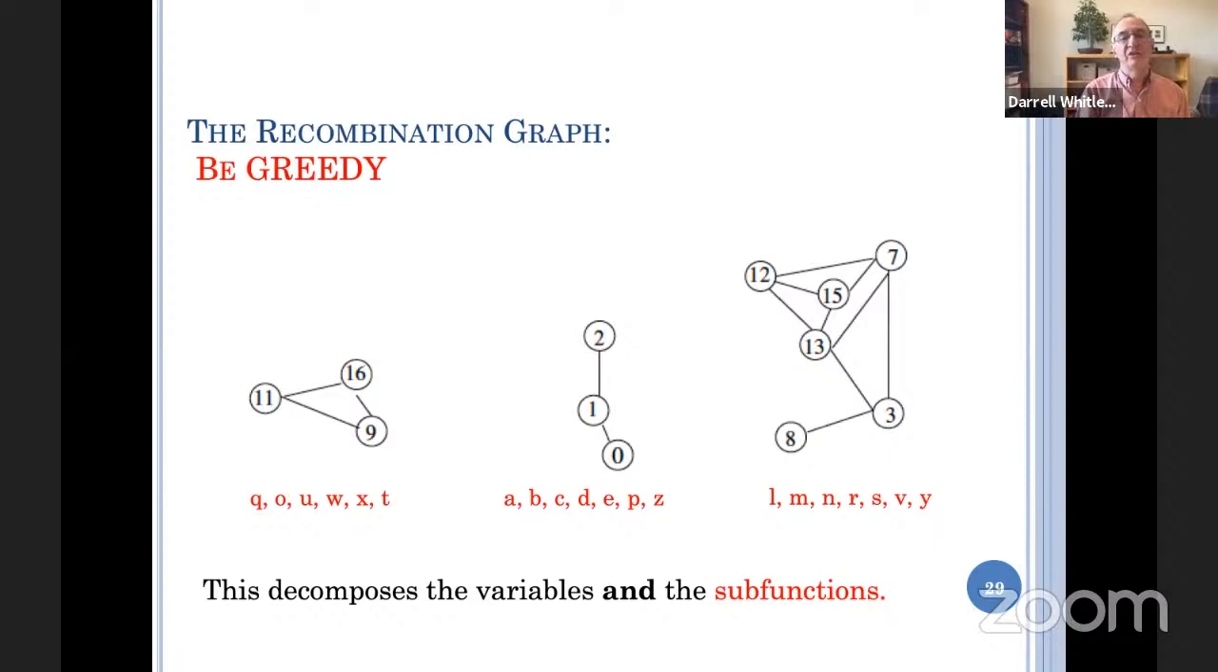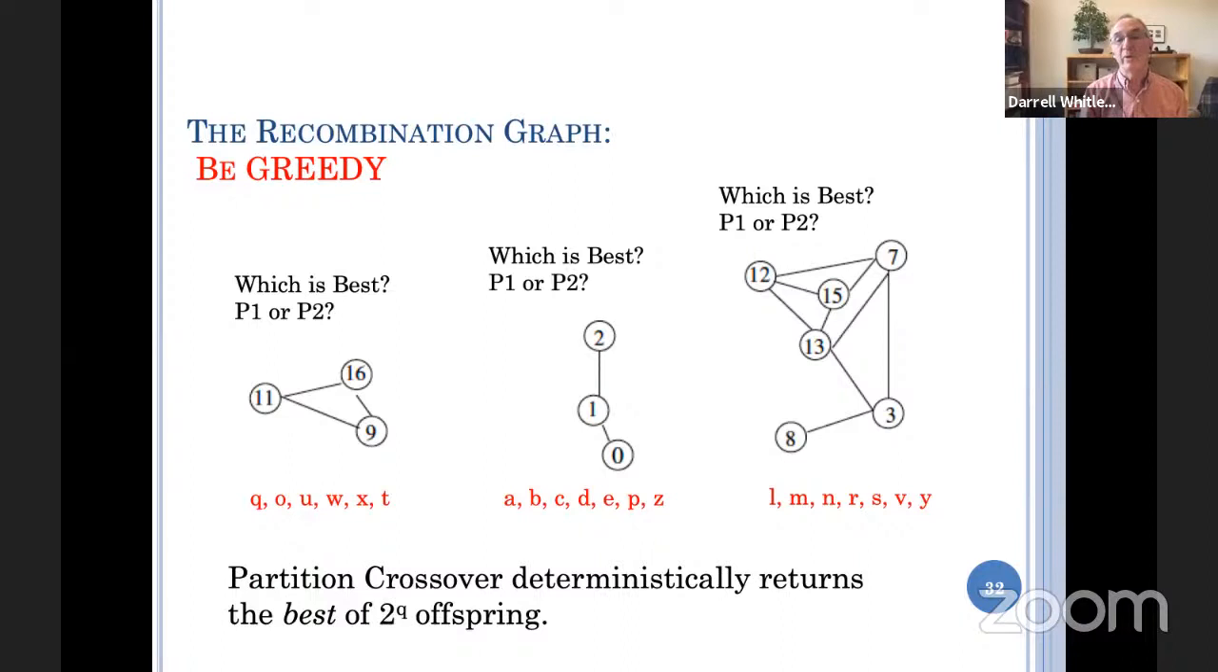We be greedy. We simply say, which has the best solution for this component, P1 or P2? Then we say, what has the best solution for this component, P1 or P2? And then we say it again for the next component. Obviously, if I've got three components, I'm going to get the best of eight possible offspring. And in general, if I have Q components, this operator will deterministically return the best of 2 to the Q offspring. So if I've got 20 components, I get the best of a million offspring by doing this. And we're going to see that sometimes you get far more than 20 components. You can get 100 components or 1,000 components.